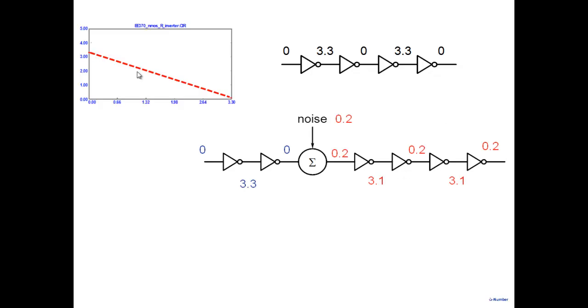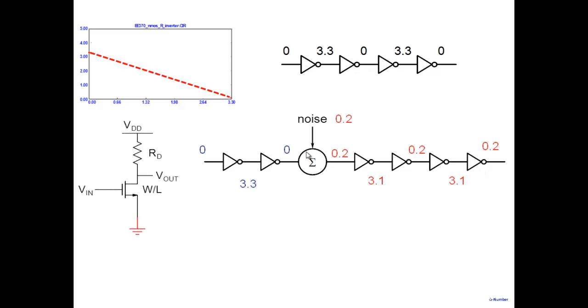Why? Because we can understand, if you look at this, the gain of this particular one is what? 1. You start from 3.3 and you go to 3.3, and the scale is also 3.3 here. So the gain of this inverter is 1. So when you inject a noise of 0.2, well, 0.2 propagates. That's not a very good characteristic.